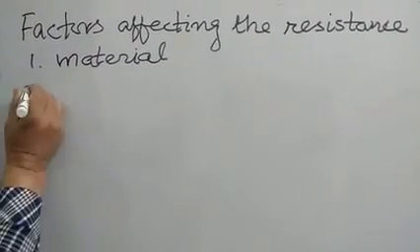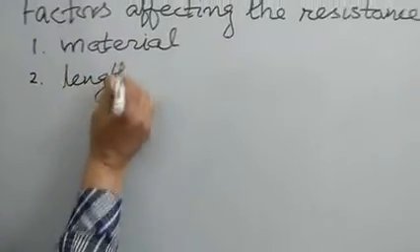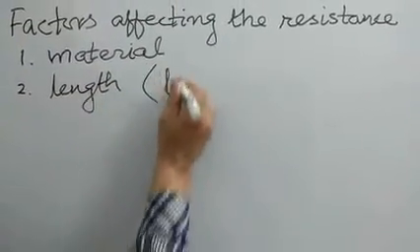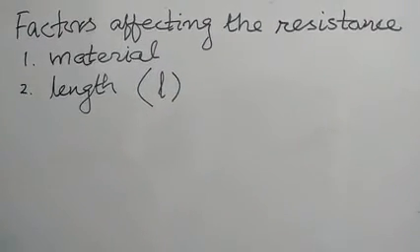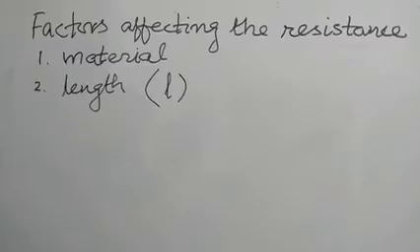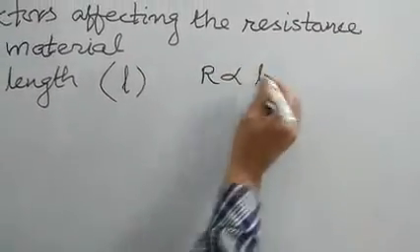Number 2 is the length of the wire. The longer the wire, the more the resistance. That means I can safely write R is proportional to the length.